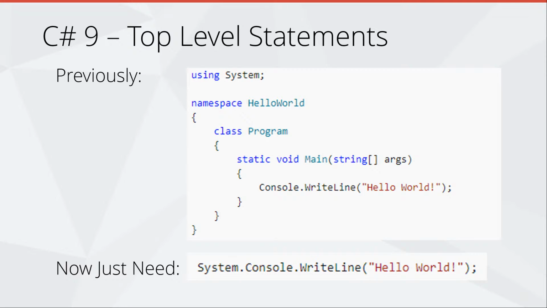Well, with top-level statements, you can throw away all of that and go straight for System.Console.WriteLine. You'll notice that it starts with System.Console because we've skipped the using System. Because we've skipped the using System, we have to actually prefix our command with System, but it's now possible to write a single line application.